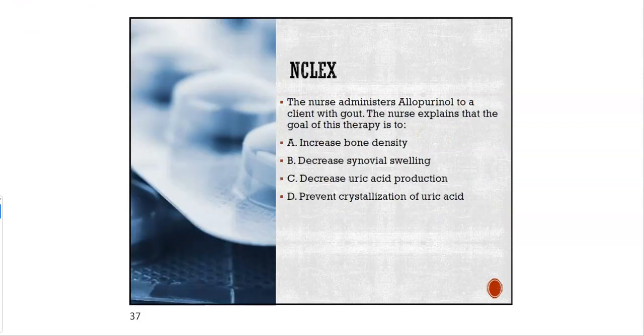The nurse administers allopurinol to a client with gout. The nurse explains that the goal of this therapy is to: A, increase bone density, B, decrease synovial swelling, C, decrease uric acid production, D, prevent crystallization of uric acid. The answer to this is C, it decreases uric acid production.